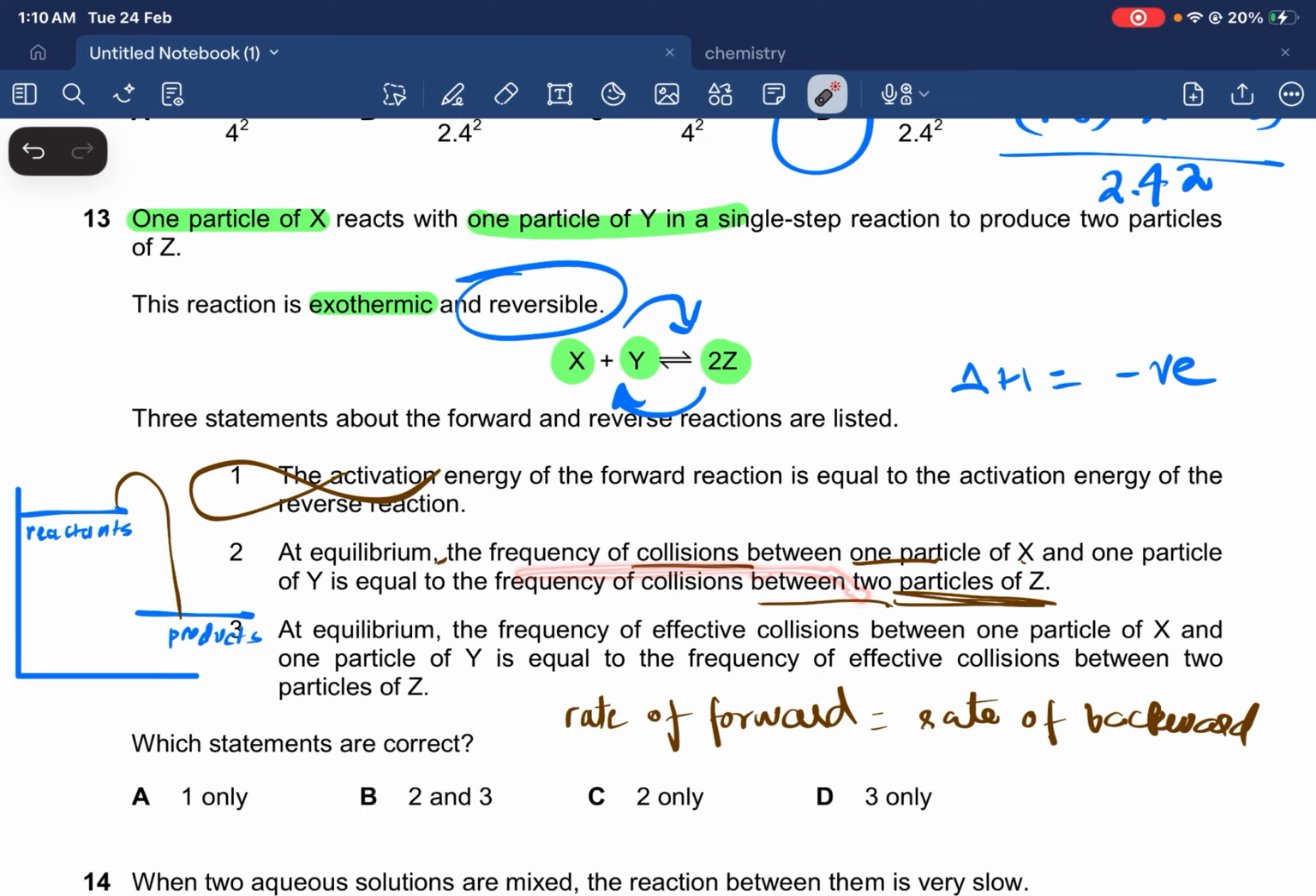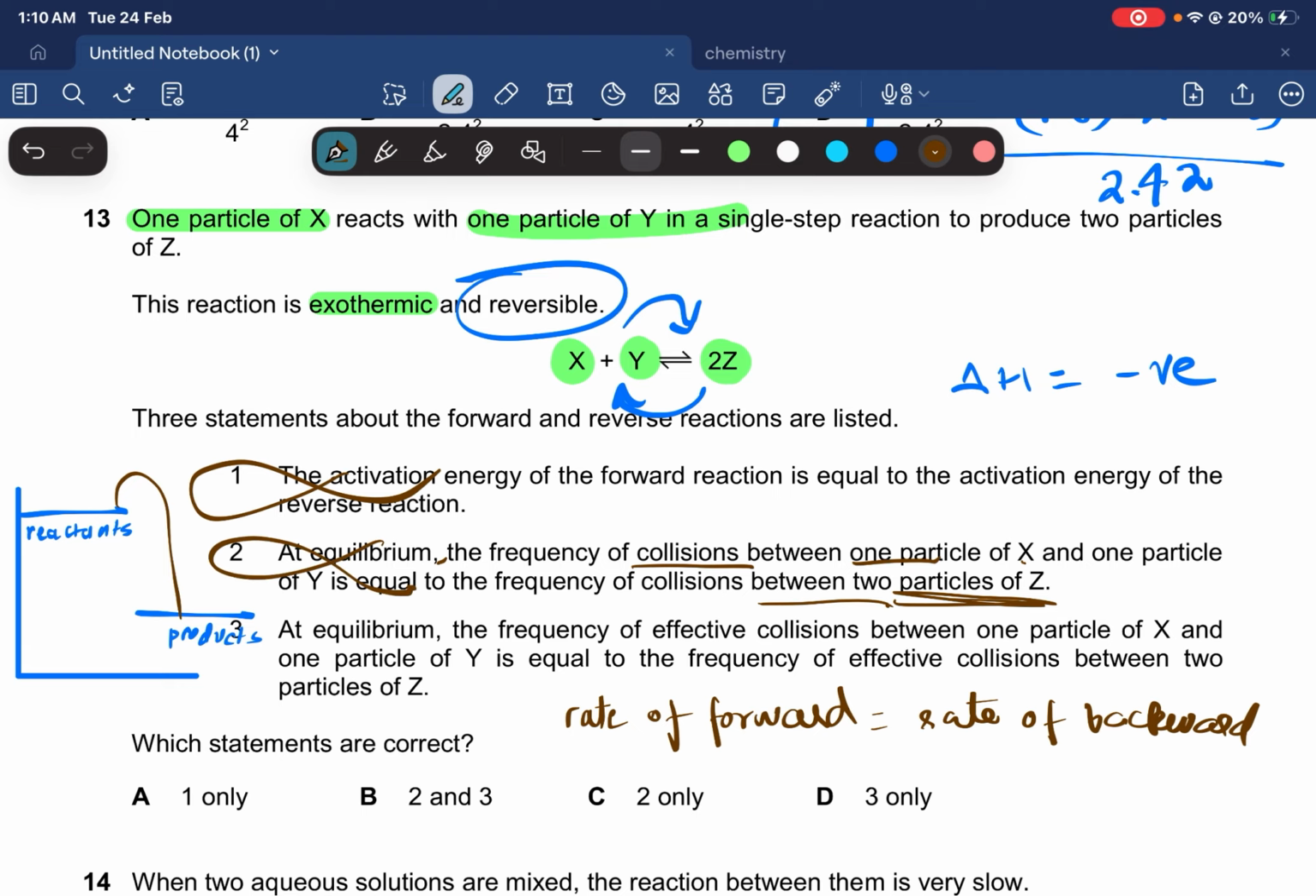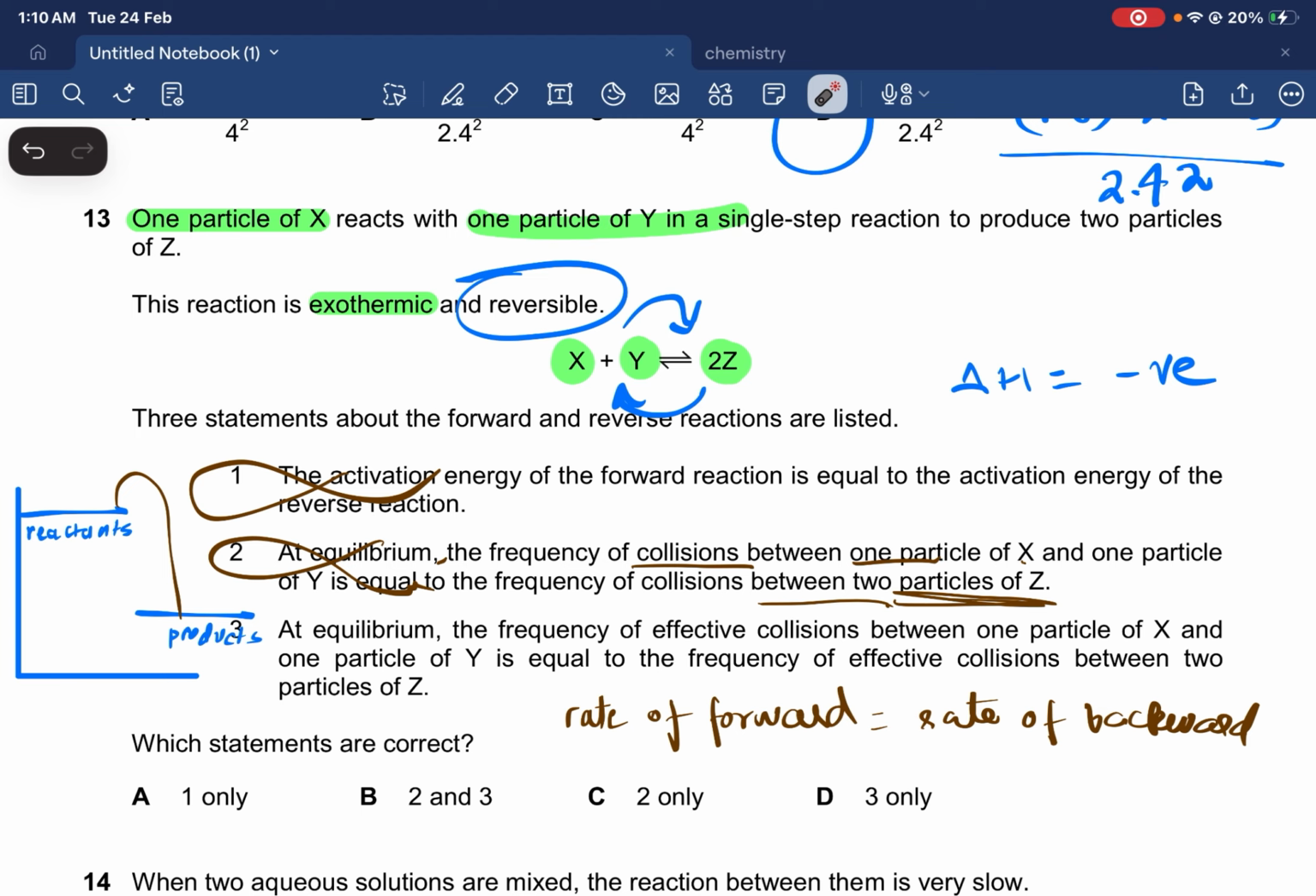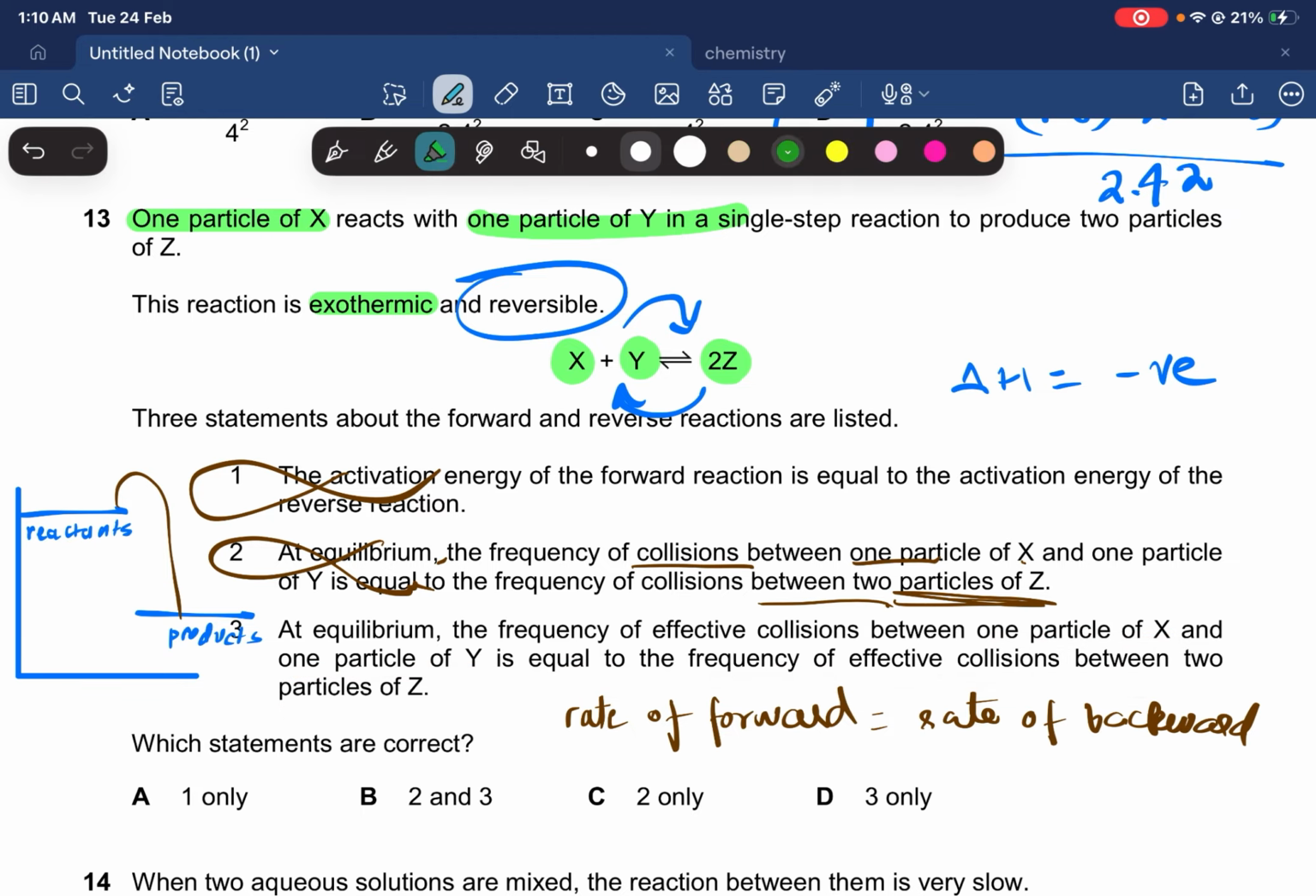There might be more collisions happening between X and Y compared to two particles of Z. But what is effective, what's producing the product, matters. So this doesn't matter. I'm again telling you, rate is not dependent on frequency, it's dependent on the frequency of effective collisions. It might happen that frequency increases, but unless the effective collisions increase, your rate doesn't increase. Get it? At equilibrium, the frequency of effective collisions between one particle of X and one particle of Y is equal to the frequency of effective collisions between two particles of Z. That's correct, because effective collisions is what matters.